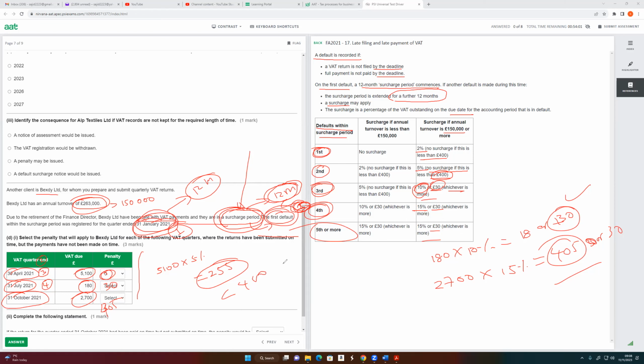Okay, so you can see the maximum percentage will be 15. So if you have a fifth default or sixth default, we cannot take more than 15. So it will be 15% or 30. Which one is more? So we'll carry on that way.